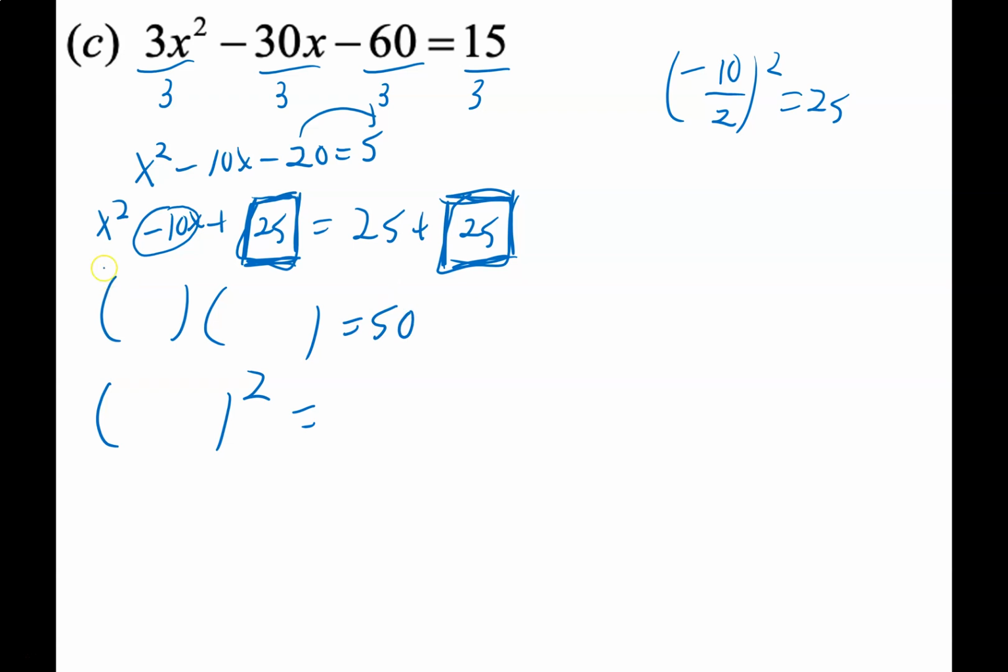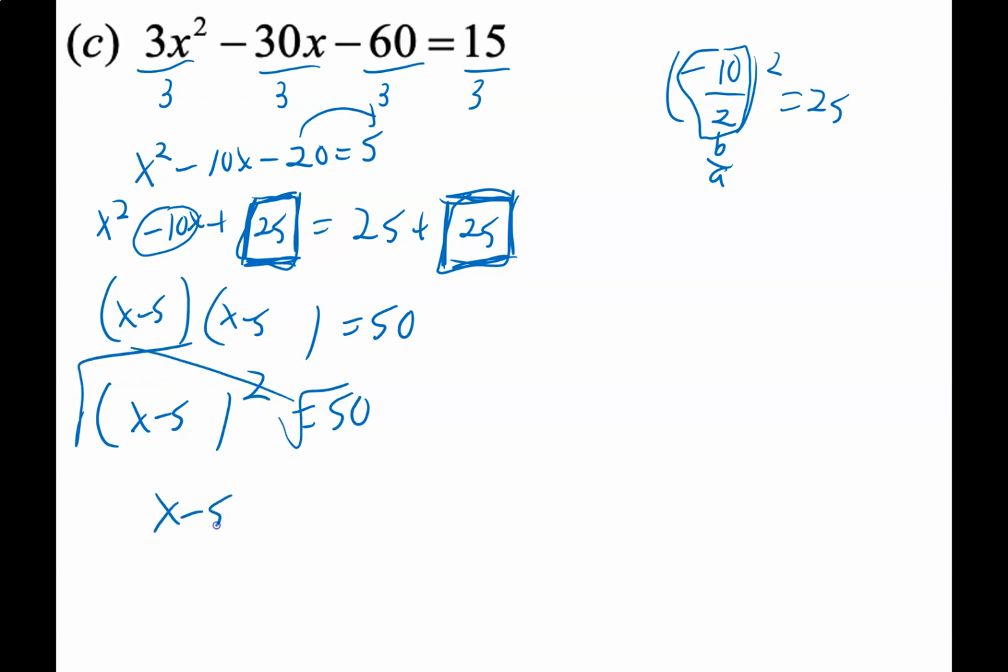And on the left side, x squared minus 10x plus 25 will give me x minus 5, x minus 5. Remember what I told you? When you take your b over 2 before you square it, negative 10 divided by 2, negative 5, negative 5, it gives you your factors. So that gives me x minus 5 squared is 50. So we've completed our square. Now we solve.